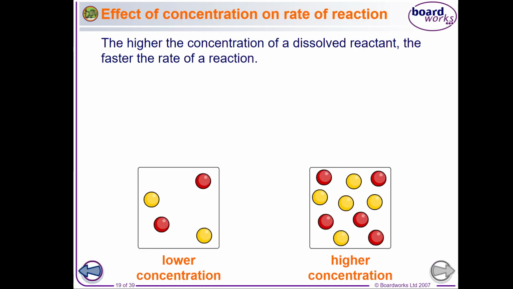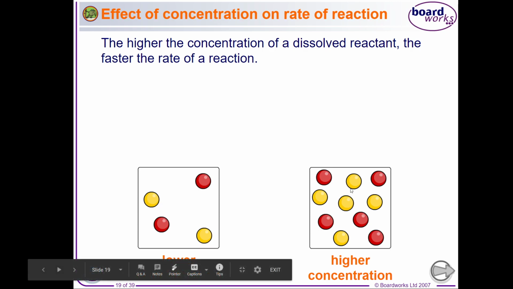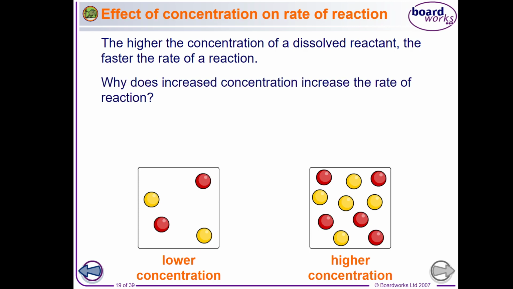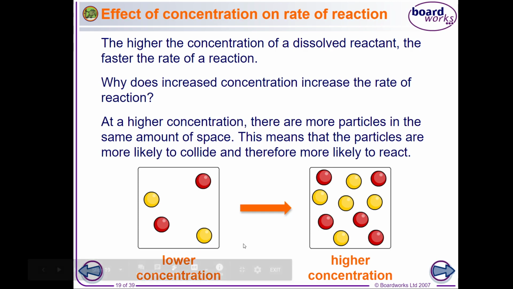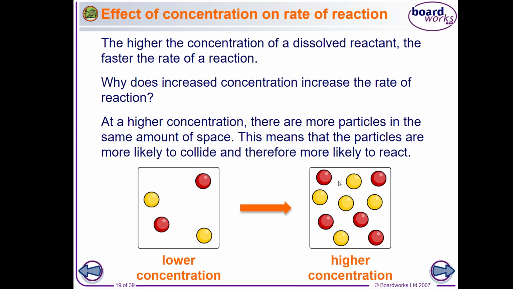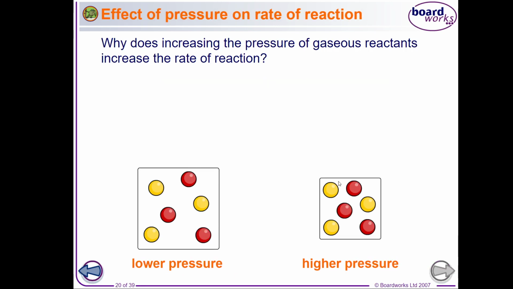Next, we're going to talk about concentration and pressure. Here's an example of lower concentration. Here's higher concentration. And this one should be fairly obvious to us. If we have a higher concentration of the reactants, we're going to get more reactions per a given unit of time. There are more particles that are likely to hit with the right amount of energy, and therefore we'll have a higher chance to have a reaction.